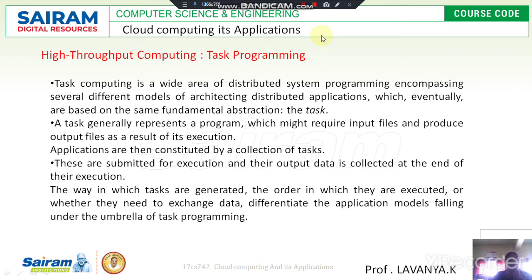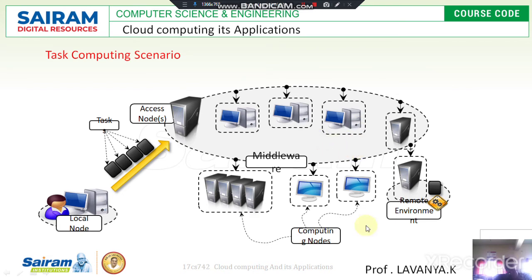Then the second point of task programming. Look at this diagram of task programming. Here there is the middleware, the computing nodes and remote environment, the local user, and multiple tasks. The middleware is one of the centralized devices. It connects all the computation nodes, the remote environment, local nodes, and multiple tasks; everything interlinks with each other.